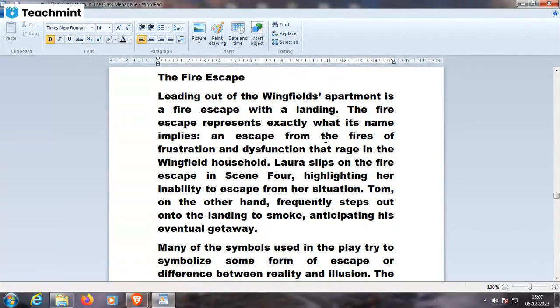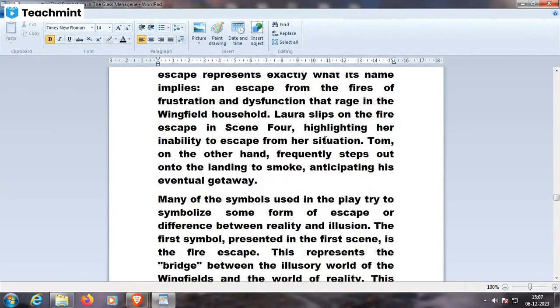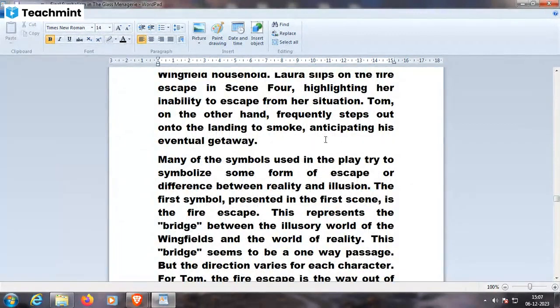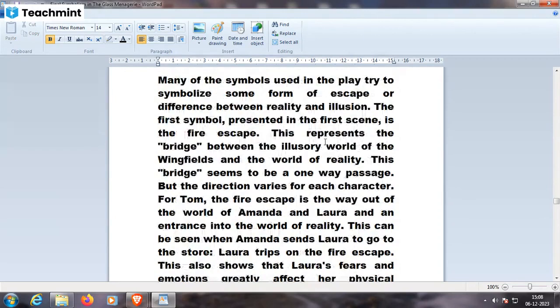Many of the symbols used in the play try to symbolize some form of escape or difference between reality and illusion. The first symbol presented in the first scene is the fire escape. So this represents the bridge between the illusory world of the Wingfields and the world of reality. This bridge seems to be a one-way passage, but the direction varies for each character. For Tom, the fire escape is the way out of the world of Amanda and Laura, an entrance into the world of reality.